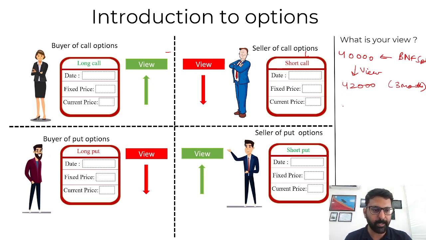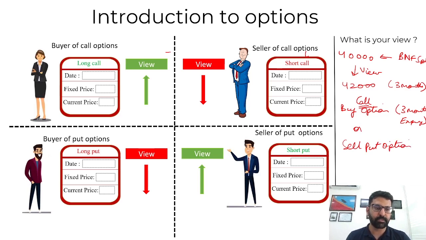You can buy a call option which has a 3-month expiry, right? Because your time horizon in your view is 3 months. I forgot to put call option here, right? Or you can sell a put option, right? Because as the market goes up, the value of the put will go down.